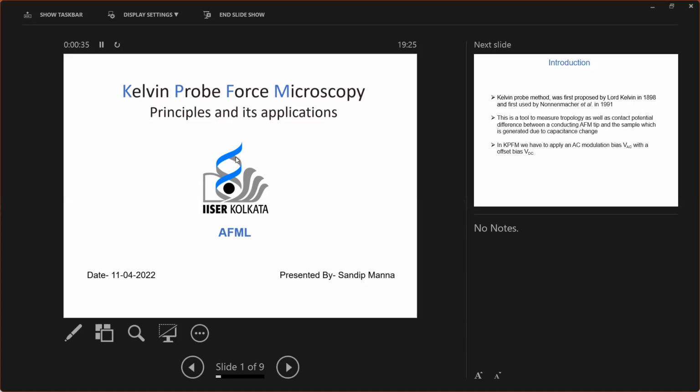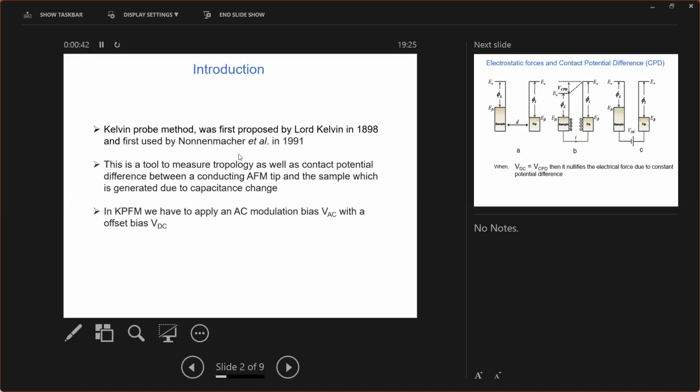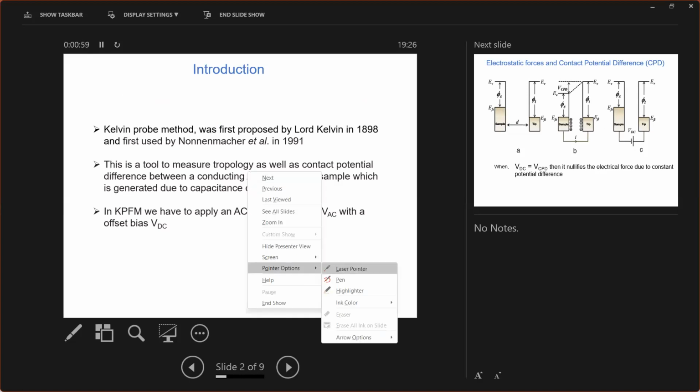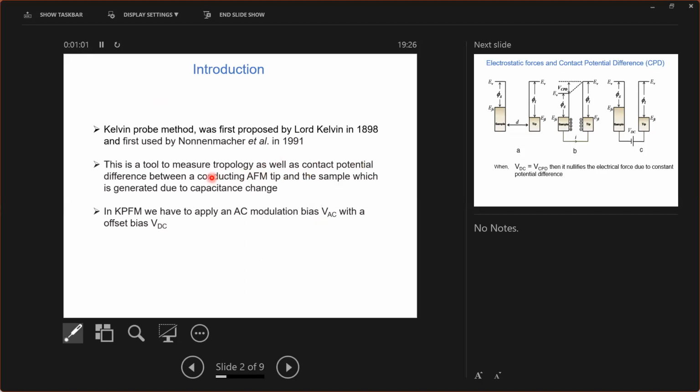Good evening all. Today I'm going to present Kelvin probe force microscopy, its principle and applications. Now, the Kelvin probe method was first proposed by Lord Kelvin in 1898, and it was first used by Nonnenmacher after more than 100 years, in 1991. In this measurement, we generally measure the topography as well as the contact potential difference between the conducting AFM tip and the sample, which is generated due to the capacitance charge.